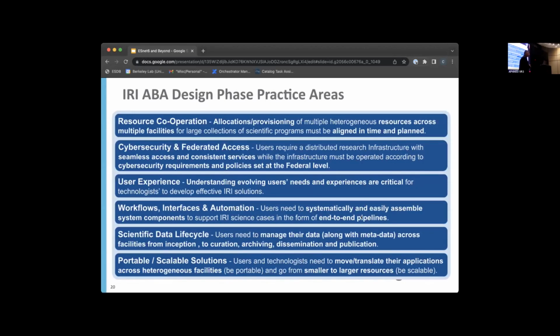Practice areas, I think, this is very quickly, just resource cooperation, cybersecurity and federated access. User experience is extremely important. Most of our users are not experts in technology, they're experts in science, and that's what they want to do. So this is where we have to bridge the gap. Workflows, interfaces, and automation, scientific data lifecycle, and portable, scalable solutions. Right.